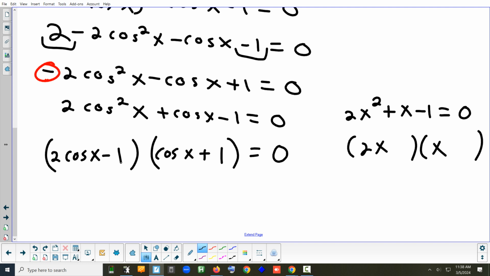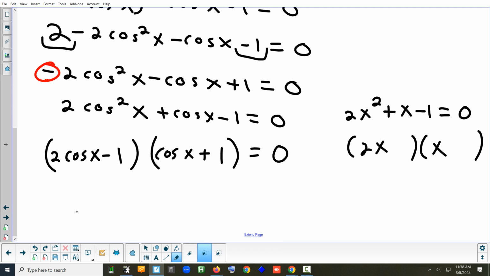Right. Let's see if we got it. So 2 cosine x times cosine x is 2 cosine squared x. What's 2 cosine x times 1? 2 cosine x. What's cosine x times negative 1? That'd be negative cosine x. Negative cosine x. And what's 2 cosine x take away 1 cosine x? Cosine x. Just cosine x. That's exactly what we wanted. So we factored it correctly.